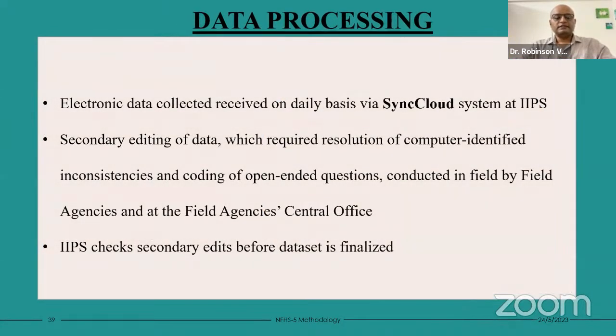Data processing. In this, electronic data collected was received on a daily basis by a syncloud system at IIPS. Editing was done whenever there was a requirement to resolve computer-identified inconsistencies and coding of open-ended questions, which was conducted in the field by field agencies and at the field agency's central office. Finally, IIPS checks secondary edits before finalizing the data set.